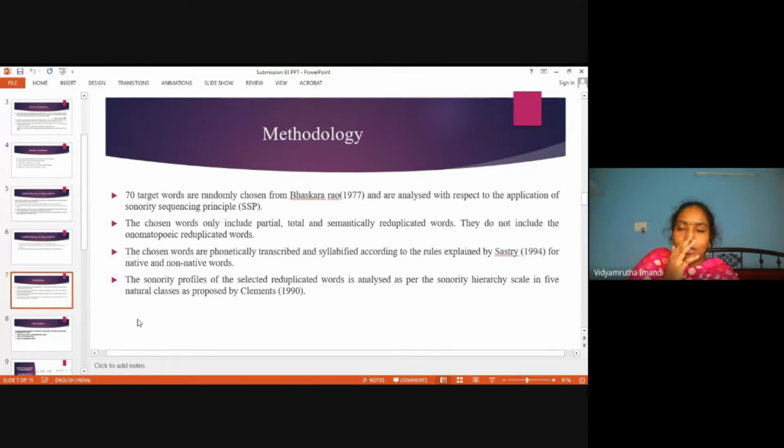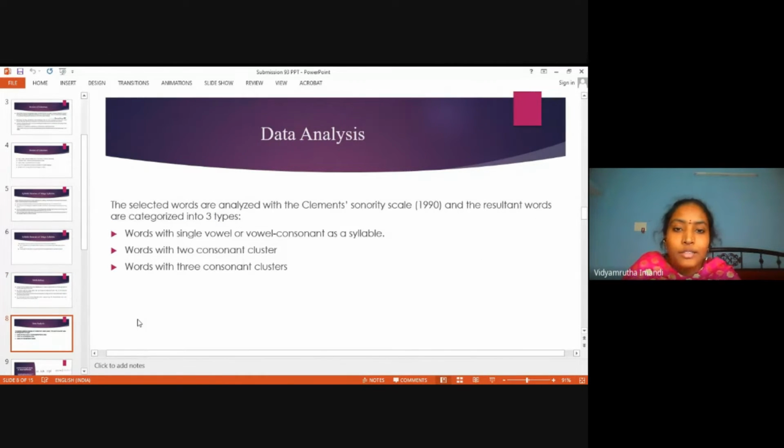Then I have tried to apply the sonority sequencing principle to these reduplicated words, and checked whether the words are adhering to the sonority sequencing profiles or not. The data is divided into the three types of reduplication words that I have discussed previously. These three types are again divided in three ways, like single vowel, consonant, or vowel consonant as a syllable. The words that I have selected are analyzed as per the words and not as per the syllables.